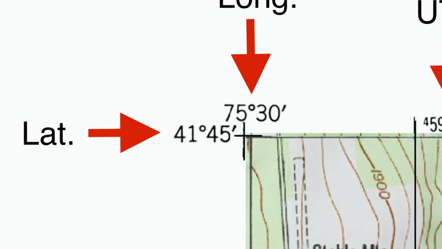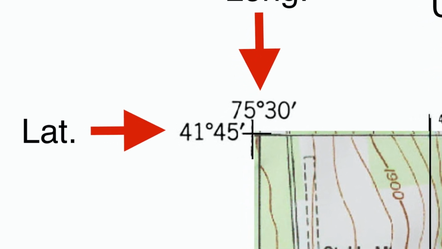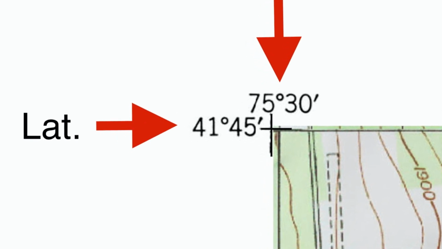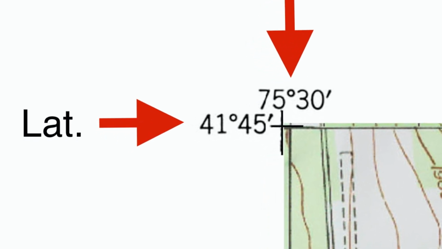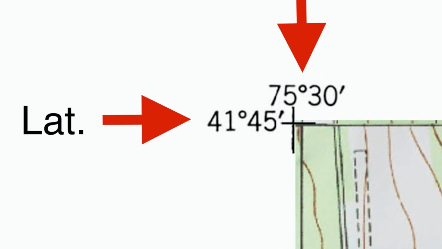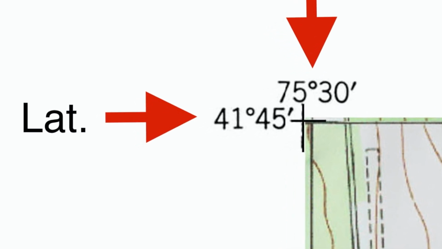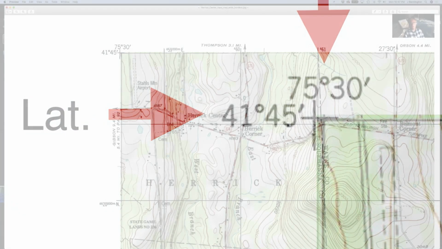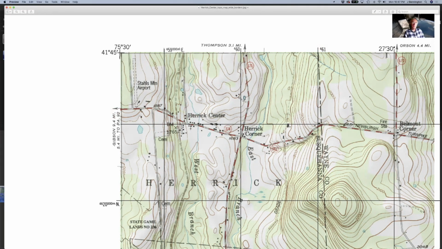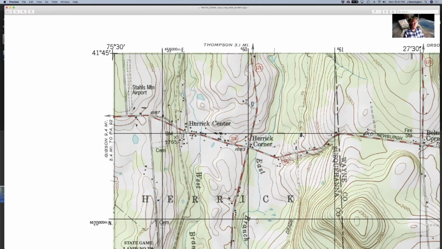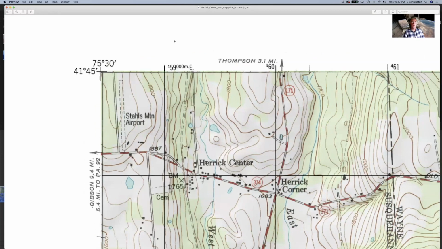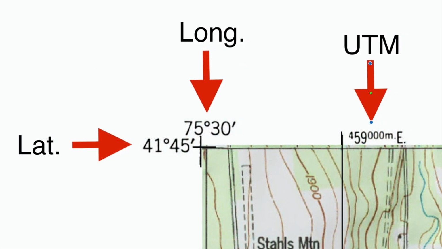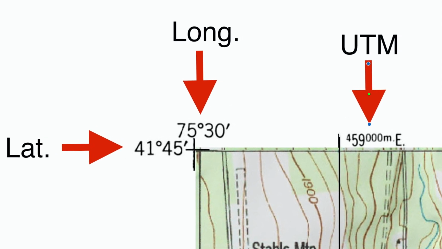Remember, longitude and latitude are essentially angle measurements that are measured in degrees, minutes, and seconds. So we have 75 degrees, 30 minutes. That's the longitude value. That number is associated with the longitude line that runs down the western edge of the map. And then we see 41 degrees, 45 minutes. That's the latitude value. That's associated with the line that runs across the top of the map. And then a little bit over from those two numbers, we see this number, 459,000 meters east. That's a UTM coordinate.